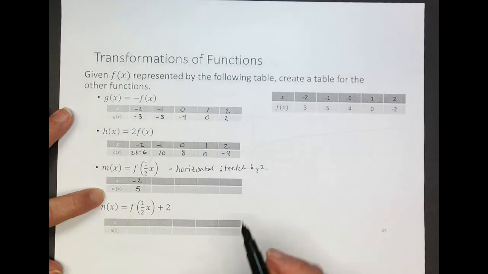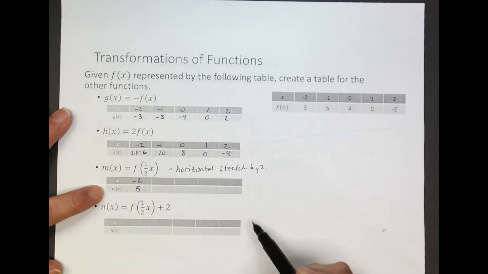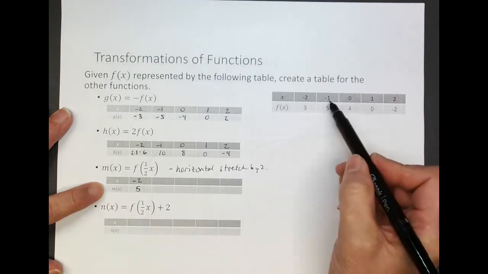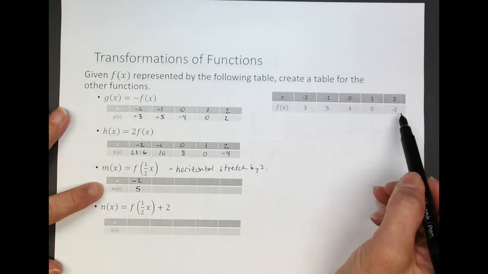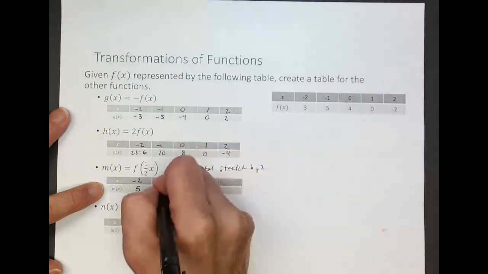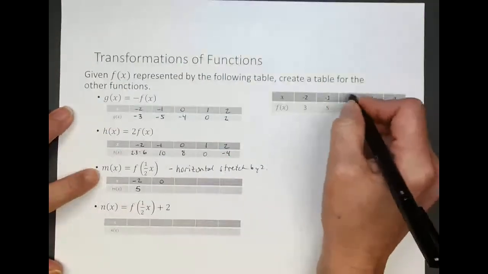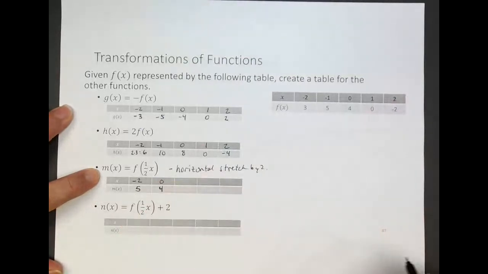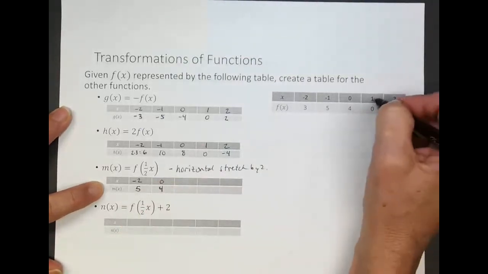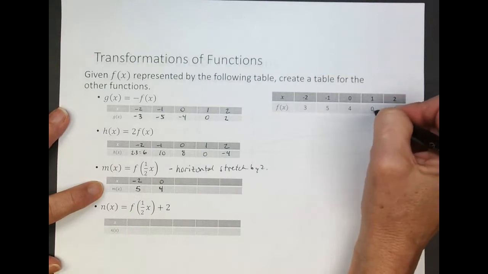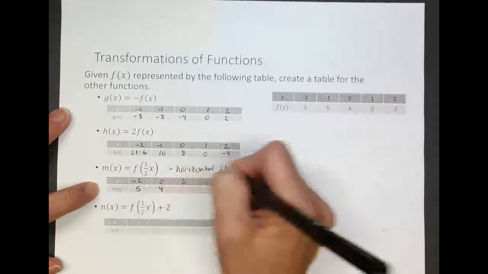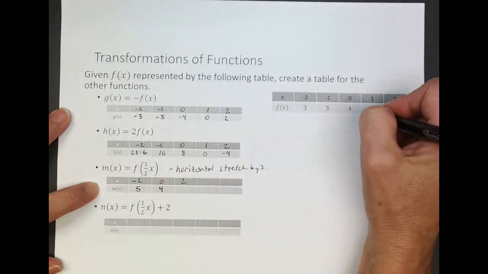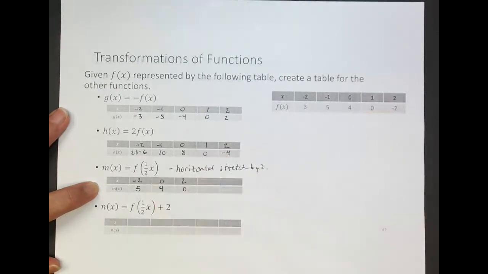Make sense? Horizontal stretch by 2. Let's see, if x is -1, half of that is -0.5, and I don't know an f of x for that, so I'm going to skip that value. How about 0? Half of 0 is still 0, so m of x must still just be 4. How about 1? Half of that is 0.5. I'm not going to know that value, so I'll skip that one. How about 2? Half of 2 is 1, so m of x is going to have to be 0.